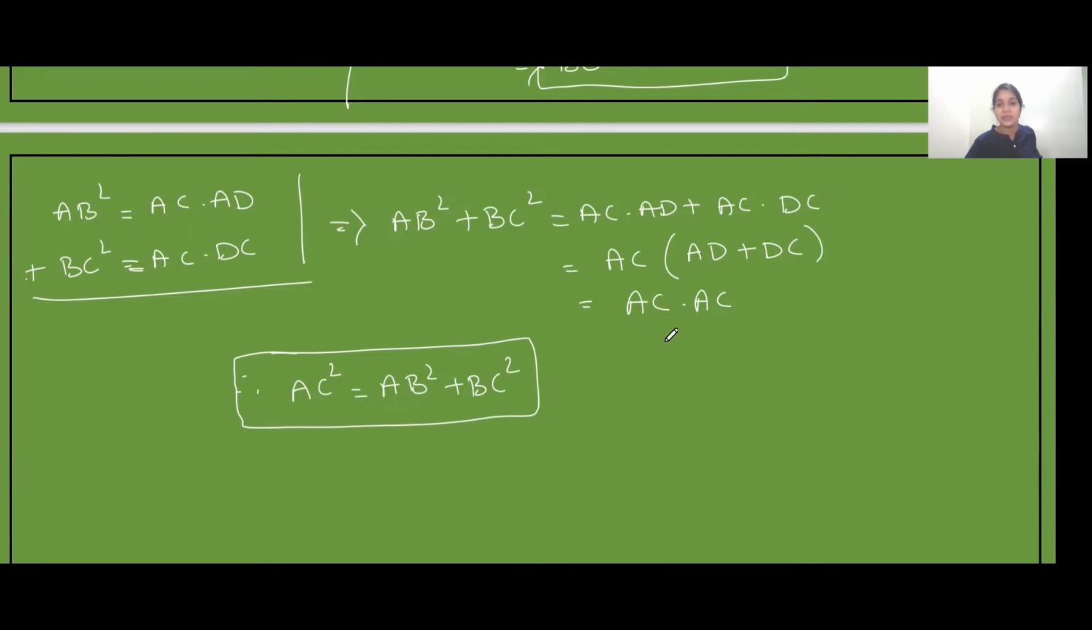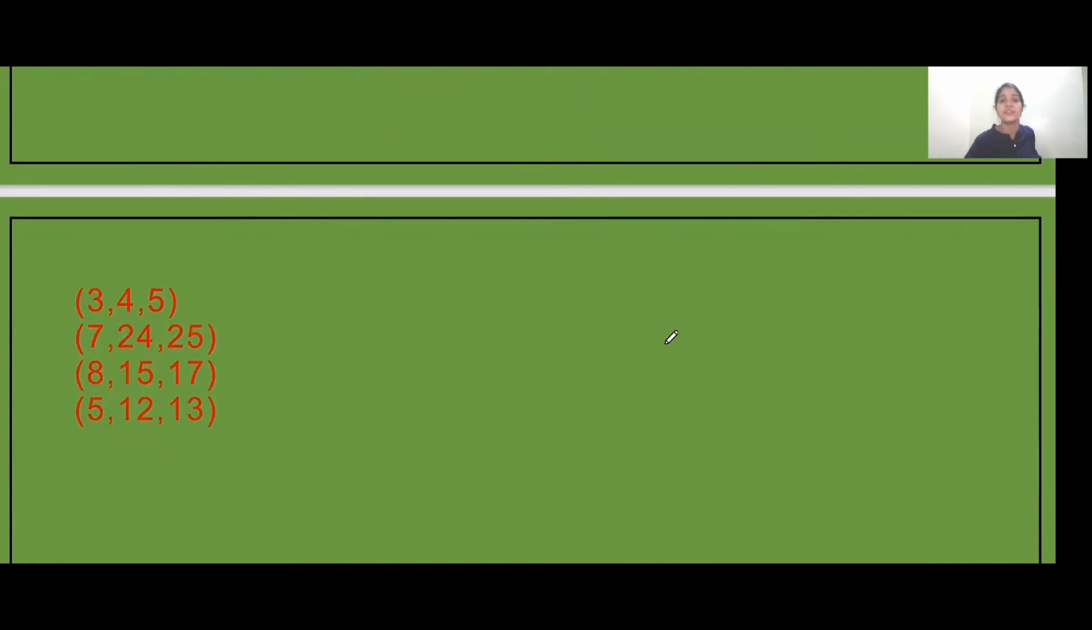So what are the Pythagorean triplets? That is nothing but the sides of a right angle triangle. So these are some fixed Pythagorean triplets like 3, 4, 5, where the largest value always stands as the hypotenuse. 7, 24, 25, 8, 15, 17, 5, 12, 13.